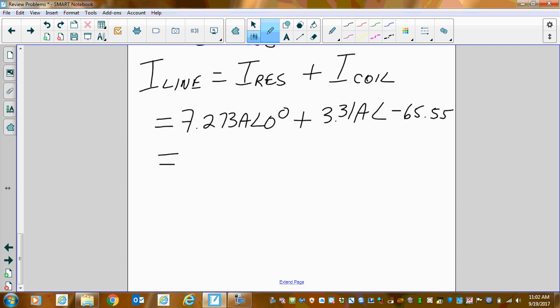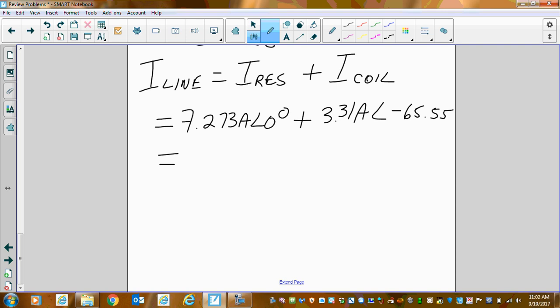Hit second function, number 8. We want it to say R theta. Okay, radius theta. Now what we're going to do is this. We're going to type in 7.273. You're going to hit the DMS button. It's right above the 8 and the 9. That'll put that little angle sign in there.